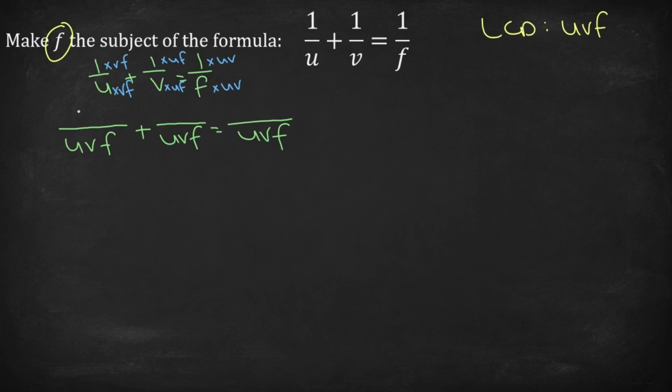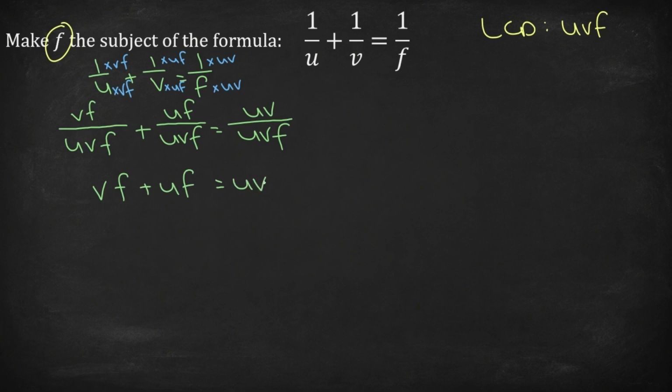So at the top, I've got 1 vf, but I don't write the 1. Then we have uf and uv. Now we have the same denominators throughout this formula. We are dealing with an equation. That means I can remove the denominator and write the numerator only. So I can write vf plus uf equals uv.